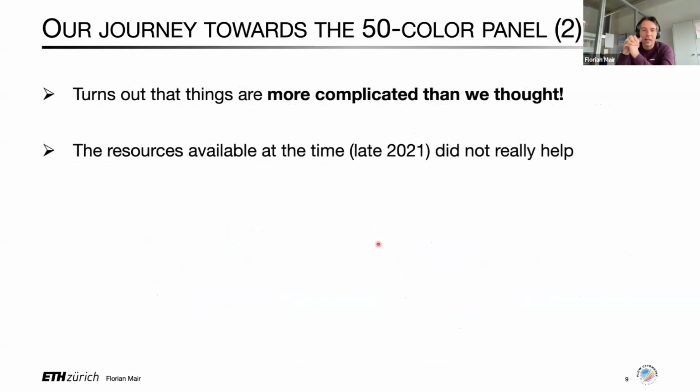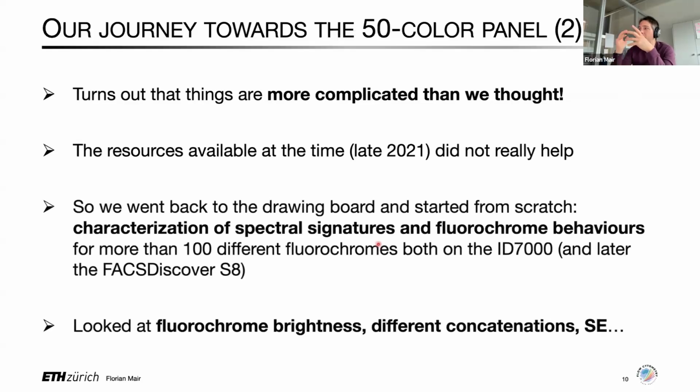At that time, in late 2021, early 2022, the resources available did not really help address the issues that we were seeing. So we went back entirely to the beginning, back to the drawing board, and we started from scratch in characterizing spectral signatures and fluorochrome behavior of more than 100 different fluorochromes, all of which we ran on the ID7000 and later also on the FACSDiscover S8 when it became available. We looked at fluorochrome brightness. We did a lot of different concatenations.